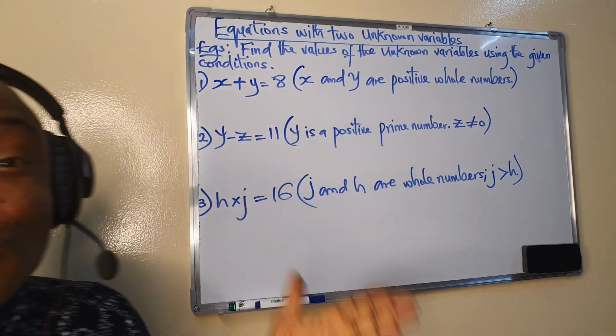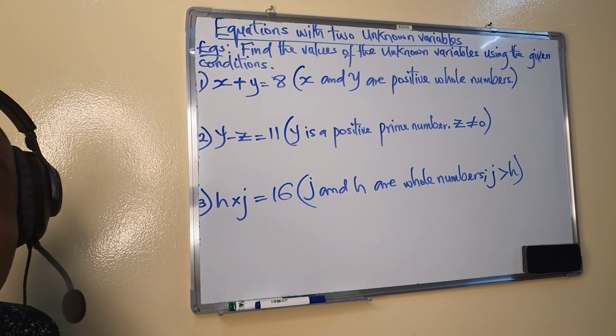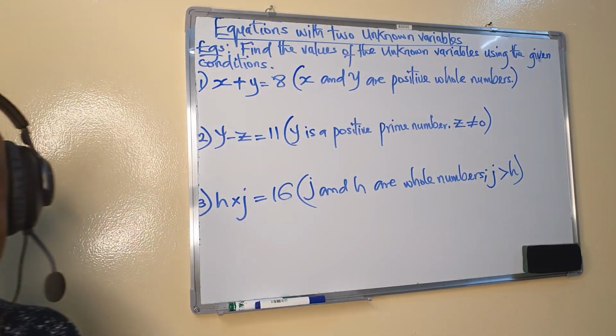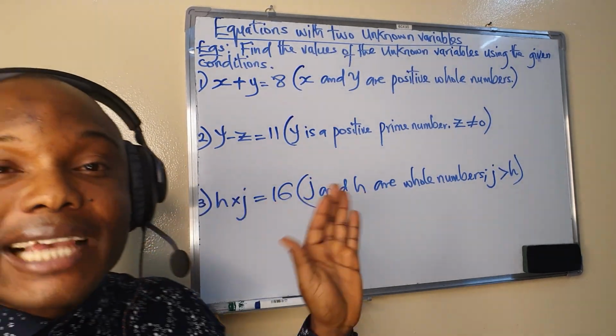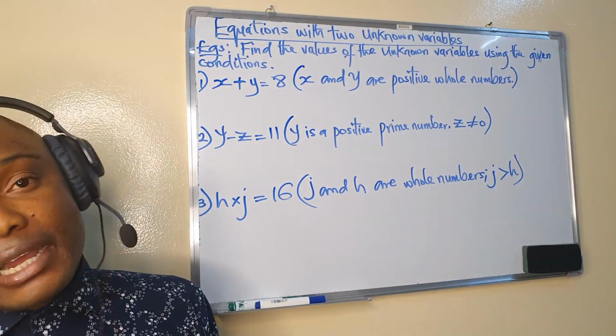x plus y is equal to 8. How are we going to find the answers for x and y? We don't even know any of them. This case always ends up giving you double answers. One answer for x and another answer for y.